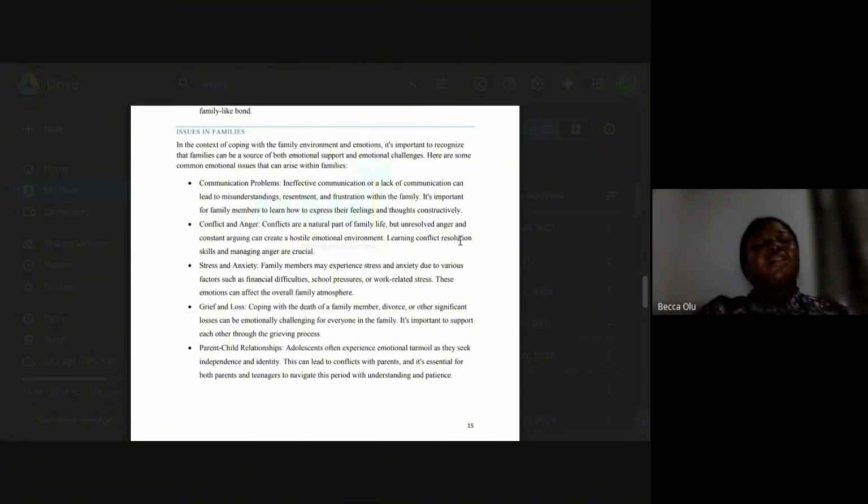Now, this is a common problem. Your parents, this is where you now begin to say, oh, my mom doesn't understand me, my dad doesn't understand me. Or your parents will be saying, oh, you don't listen, you don't want to do this, you're disobedient, you're doing that. It's a communication problem. Both parents and children need to learn to express themselves in a way that they can understand each other. All right. That is a communication problem.